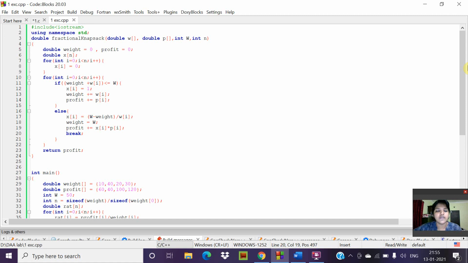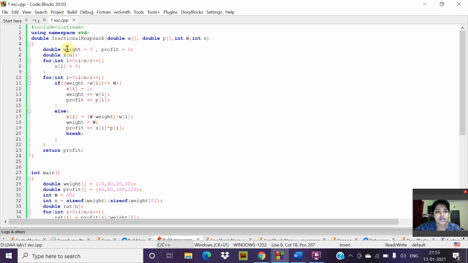First, we are writing a function, a double function called fractional knapsack, where we initialize a double array W for the weight, then a double array P for the profit, then int W, which is the capacity of the knapsack, and then int N, which is the number of elements in it.